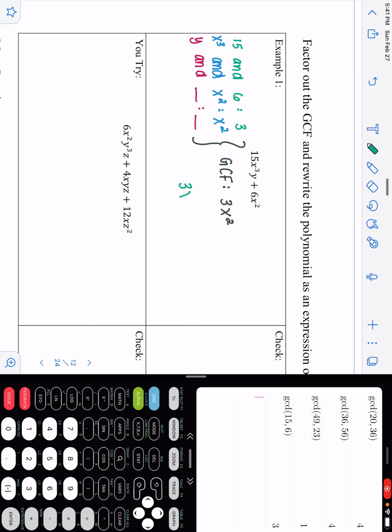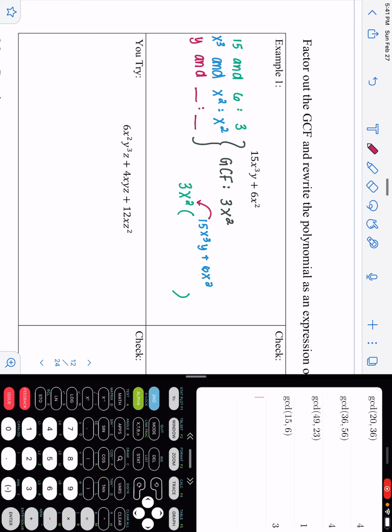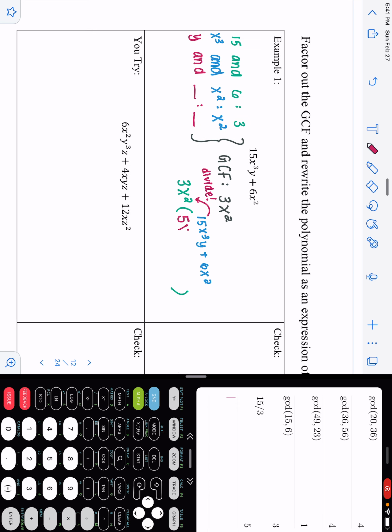So I have 3x squared. That is our GCF. So what we're doing is we're taking the original expression, 15x cubed y plus 6x squared. And what we're doing is we are dividing out 3x squared. So 15 divided by 3 I'm going to have 5. X cubed divided by x squared, we subtract our exponent, so that's going to be x to the first power. We don't take out any y, so the y stays. Okay, so that was this.